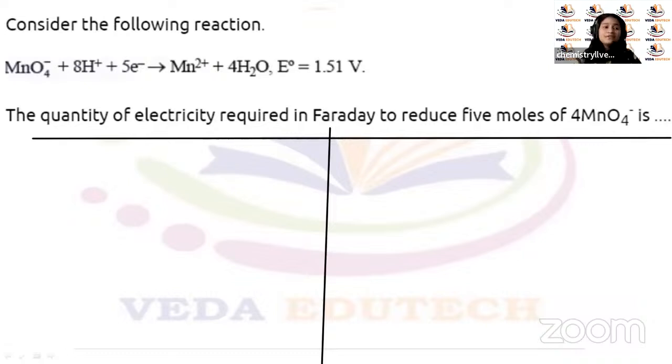Okay, so time up, children. We'll discuss this. What is given here? Let us see. I'll read out the question for you. Consider the following equation. An equation has been given, and whatever equation is given, we'll write it down. The reduction of MnO4 minus is being given to us.